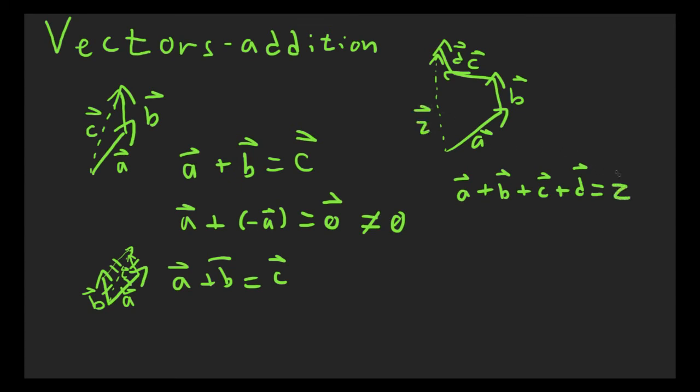Right. So once again, same idea. You just sort of walk along the path of A, then on B, then all the way down C, and up D, and you'll get the same places you would have gotten if you just walked from the tail of A all the way up to the head of Z.